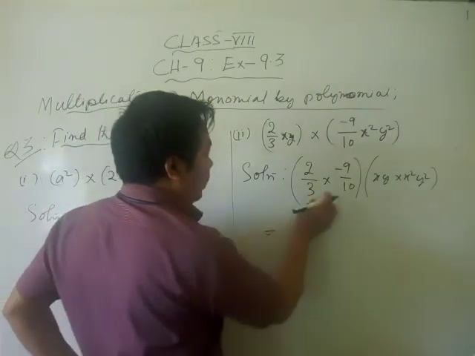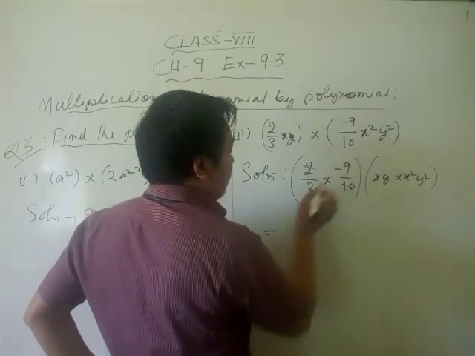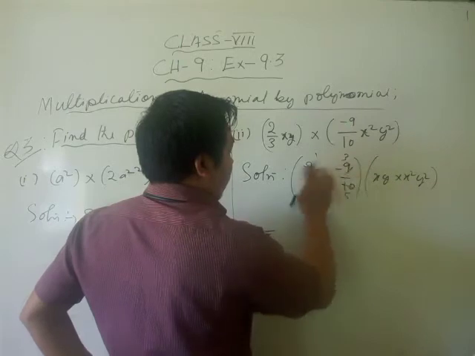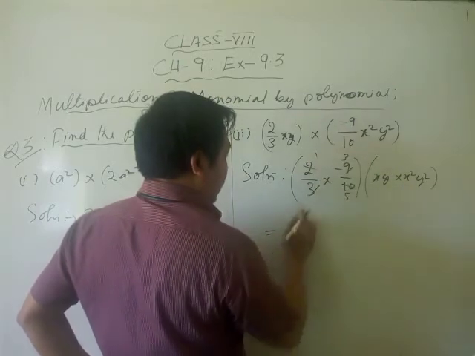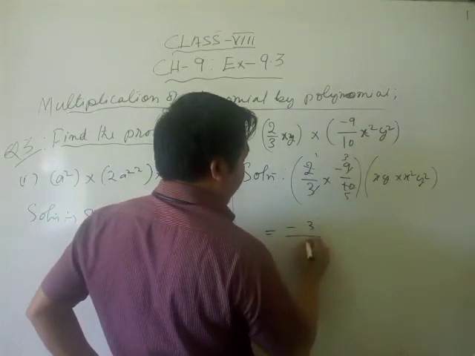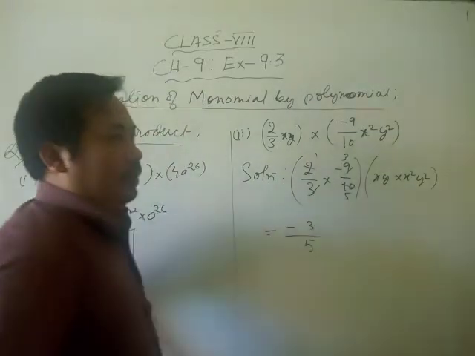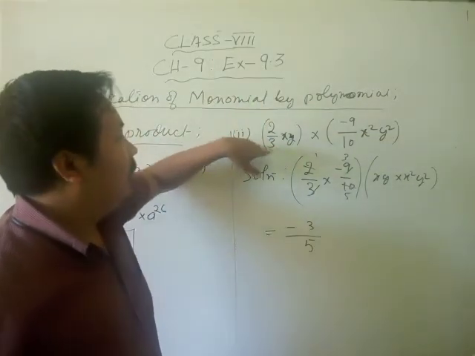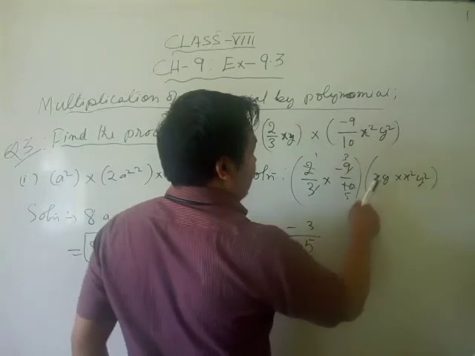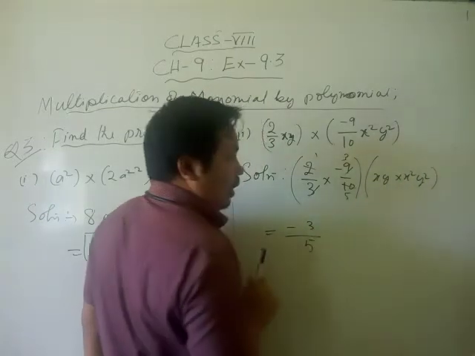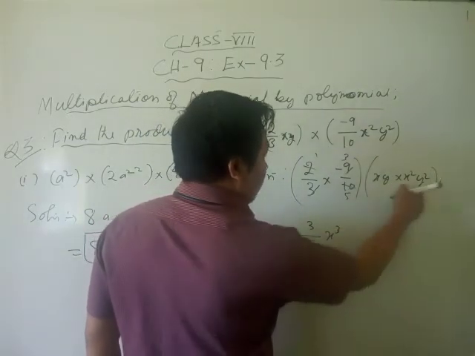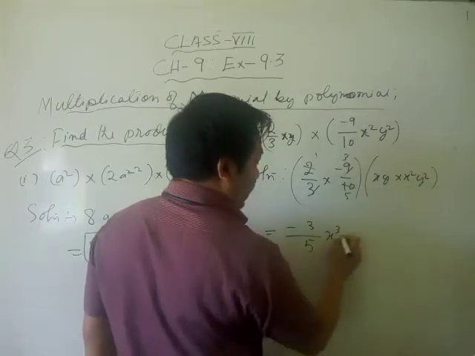Now in this bracket, you see here, this one cancels. 2 ones are 2, 2 fives are 10. 3 times 3 is 9. So the numerators give 1 into minus, and the coefficient multiplication of Roman 2 is minus 3 by 5. And for the letter parts, x and x squared, so 2 plus 1, 3: x cubed. Then y and y squared gives y cubed.